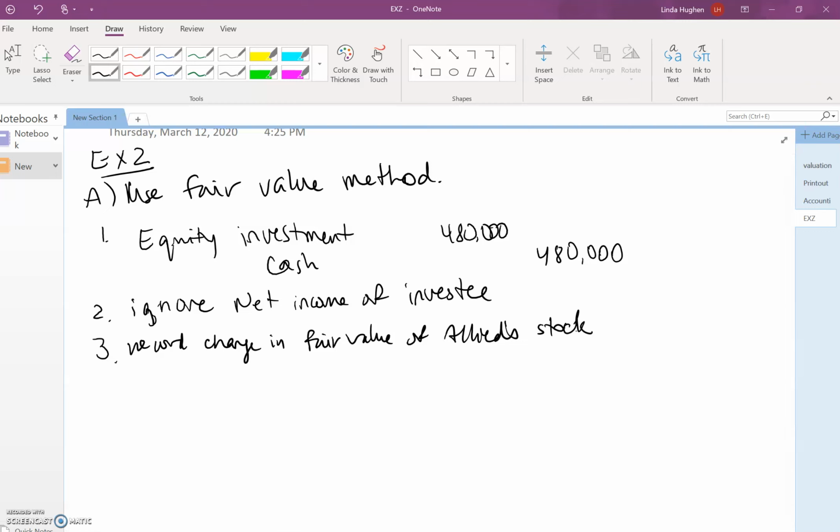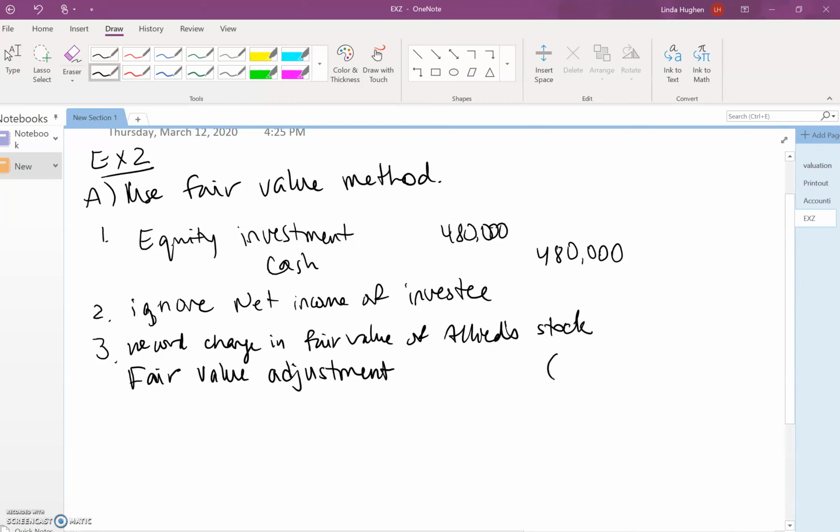Remember from last week, when we have that change in fair value, we're going to use the fair value adjustment account. This is a separate valuation account. It acts like an asset, so we increase it with a debit. We decrease the fair value adjustment account with a credit. On the balance sheet, the investor looks together at the equity investment account plus the balance in the fair value adjustment account to see what its portfolio is recorded at fair value.